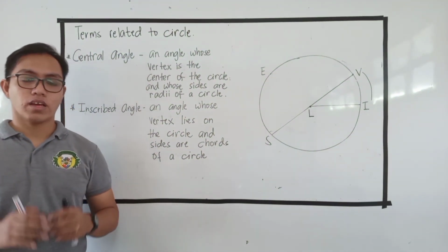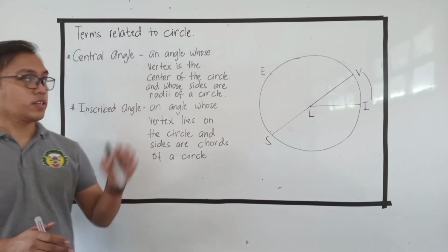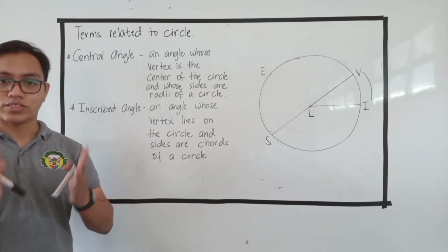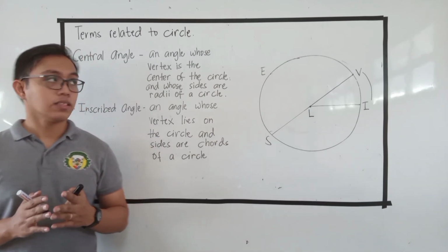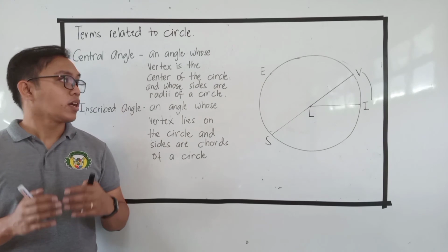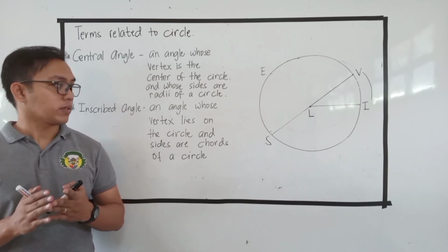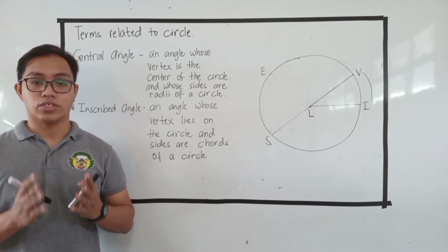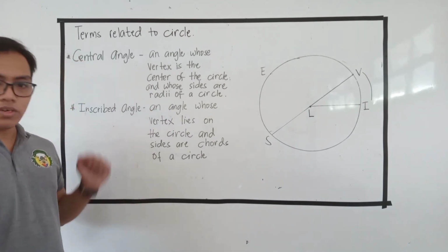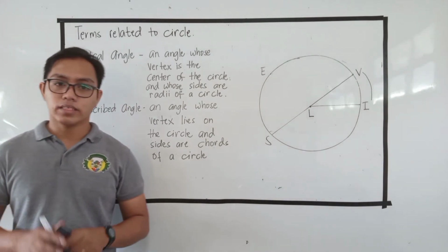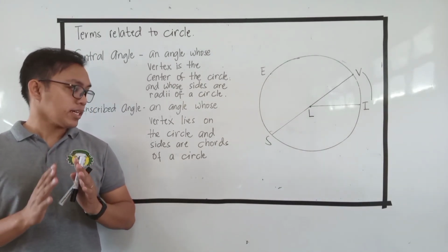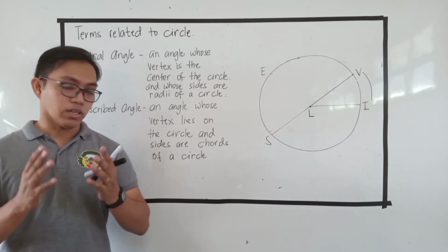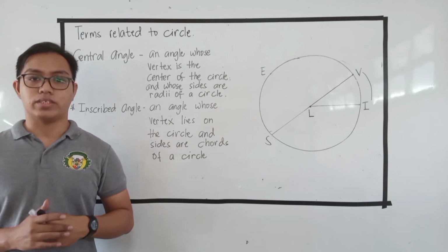Other terms related to circle are central angle and inscribed angle. A central angle is an angle whose vertex is the center of the circle and whose sides are radii of the circle. An inscribed angle, on the other hand, is an angle whose vertex lies on the circle and whose sides are chords of a circle.